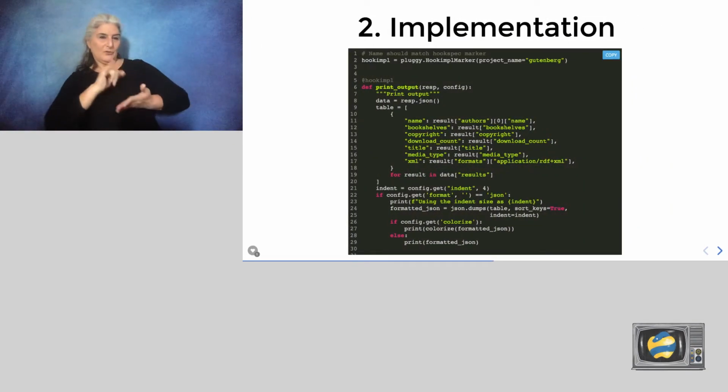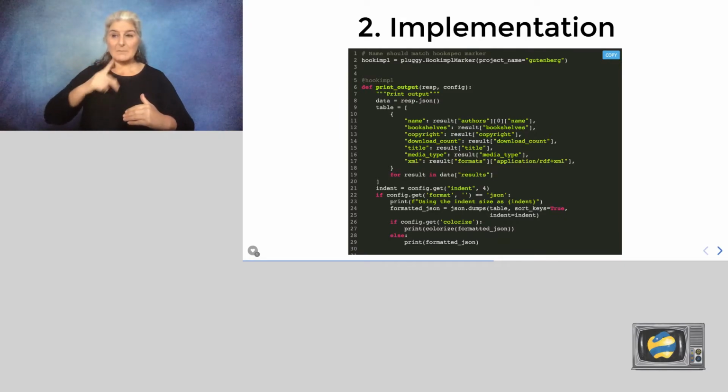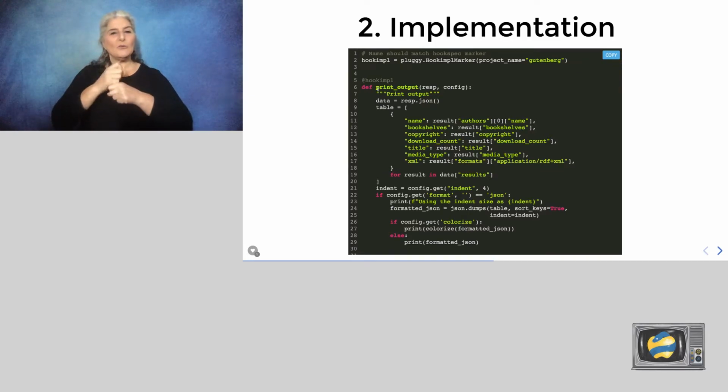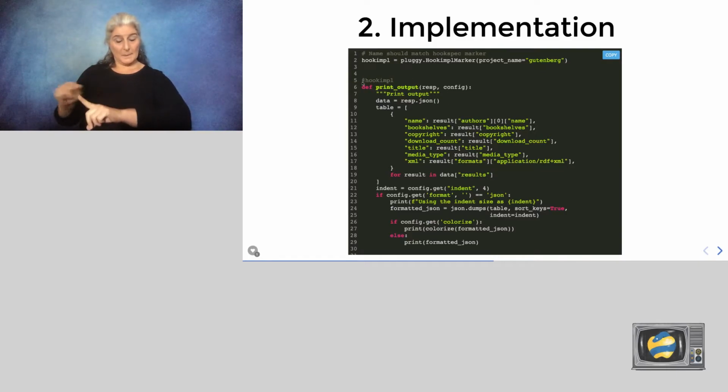The second step is actually writing the hook implementation. In this case, the hook implementation lies in the output.py file. The first step to create a hook implementation is to create a hook implement marker object with the same project name as the hook specification, and then we create a function with the same name as the hook we want to implement, and then you decorate the function with the hook implement decorator, and the actual logic goes into the body of the function.